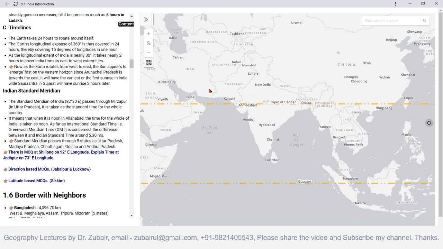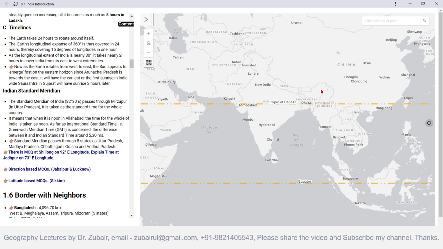The earth takes 24 hours to rotate around itself. So the earth's longitudinal expanse is 360 degrees, covered in 24 hours, so 15 degrees means 1 hour. India covers 30 degrees. That's why it takes nearly 2 hours to cover India from the east to the west extremes.